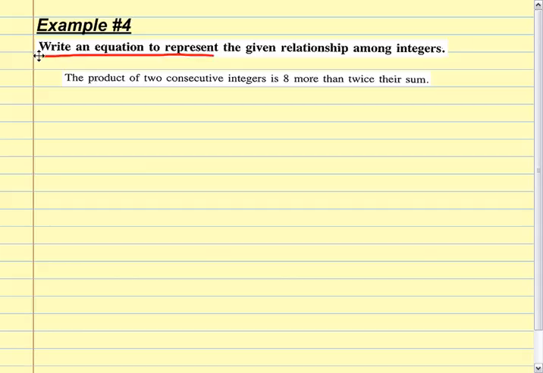Well, the product, remember a product is a multiplication problem, of two consecutive integers. Okay, well let's think. If this is the first integer, the next integer right after it, not odd or even, just the very next one, two consecutive integers. So the next one is n plus 1. Now the way that I would write these two things multiplied is n times n plus 1. That's the product of two consecutive integers. And then I see the word is. Well, that means equals.